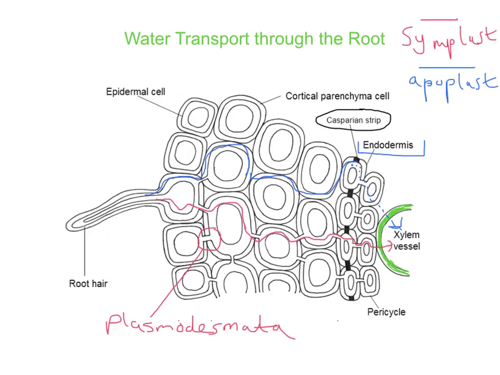So in another video I'll be talking about water movement actually up a plant in terms of cohesion and tension and root pressure, and I'll also be looking at transpiration and the loss of water. But this video is just to outline the difference between the two pathways, the Symplast and Apoplast pathway of water movement.